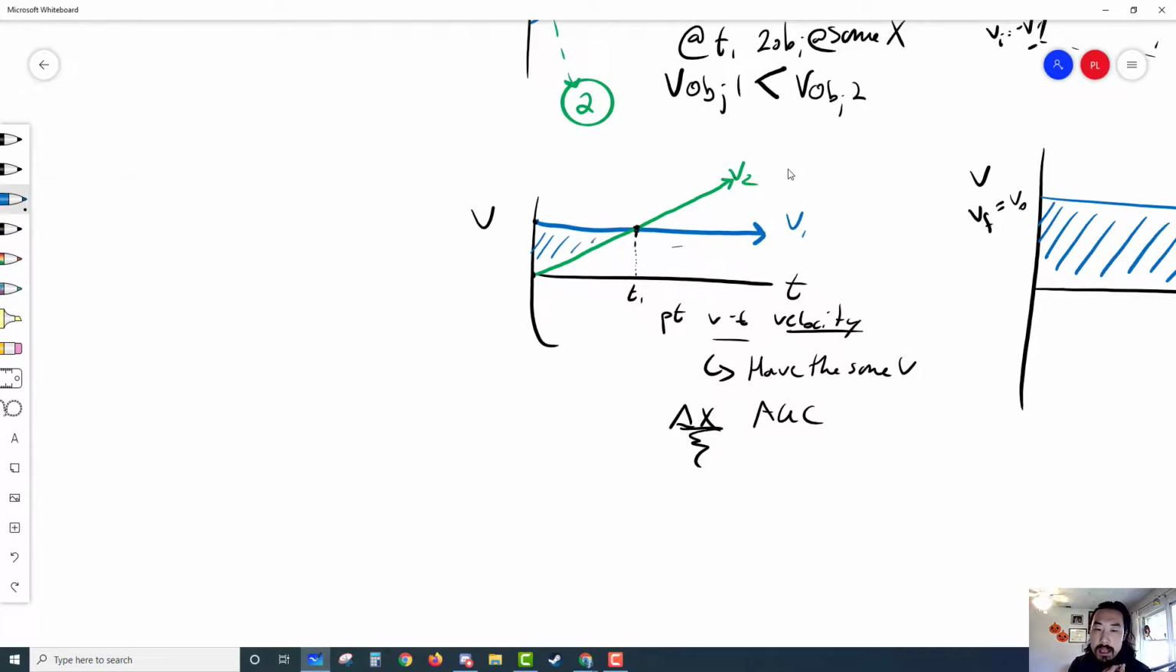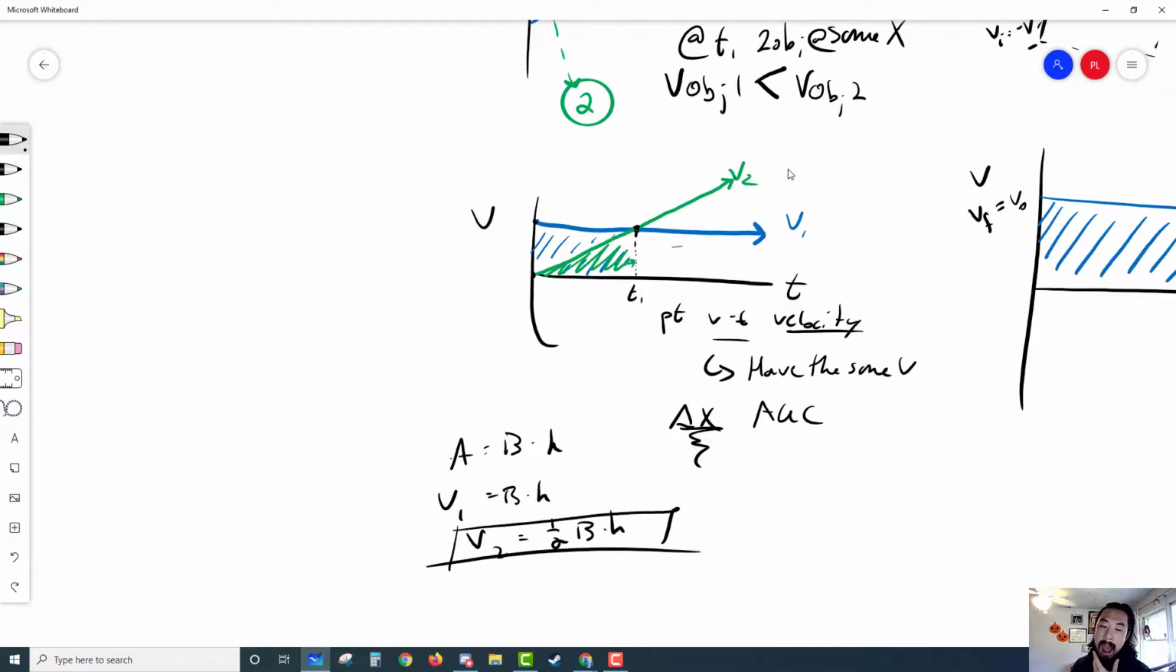Object 1 has this area right here, that rectangle, versus object 2's velocity, which is this triangle. If we're taking a look at the area equation, area is base times height. Object 1 has an area of base times height, but object 2 has an area of 1/2 base times height. So we can say that object 2 is half as far as object 1, or that object 1 is 2 times as far as object 2. So watch out for that. Watch out how they word the questions.